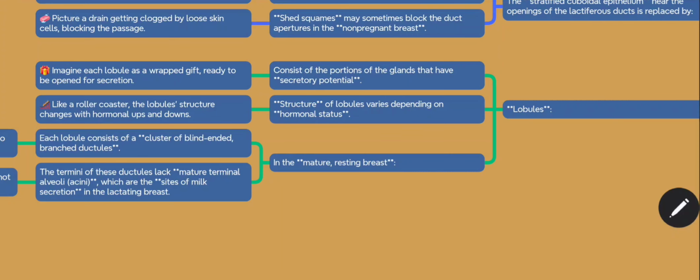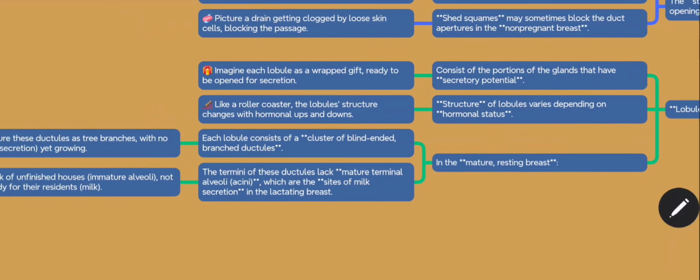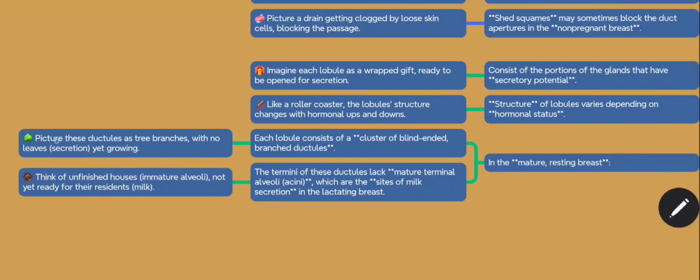In the mature resting breast, each lobe consists of a cluster of blind-ended, branched ductules. How to remember this? Picture these ductules as tree branches with no leaves.